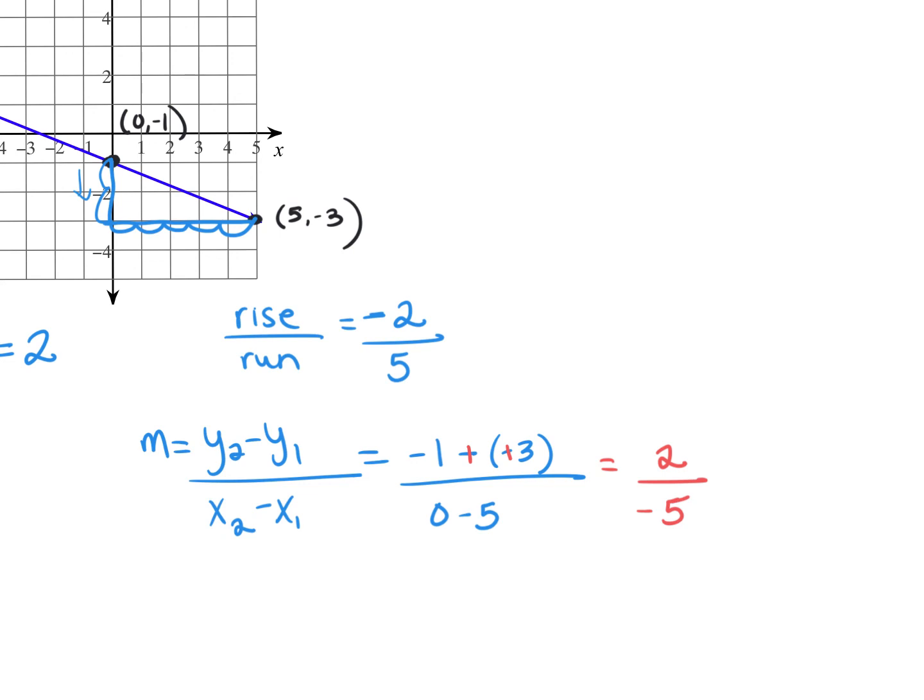So these are the same, even though when you counted rise over run, the negative is with the 2, and using the slope formula, the negative's in the denominator with the 5. It's still the same answer because a negative divided by a positive is a negative. So I can rewrite this as -2/5 just with the negative in front. So those values are actually the same.